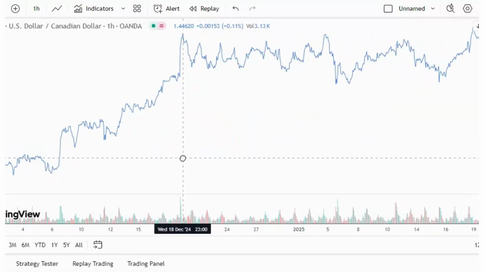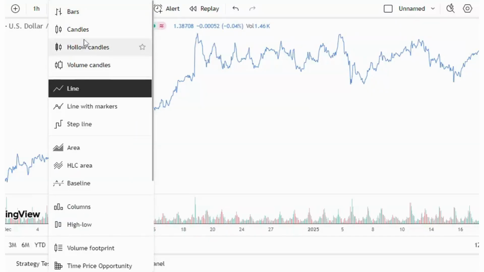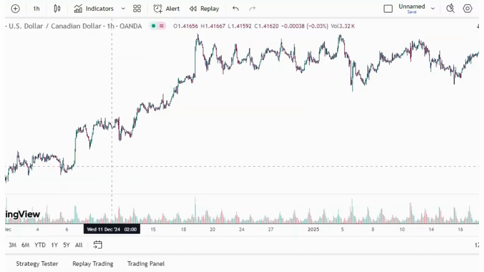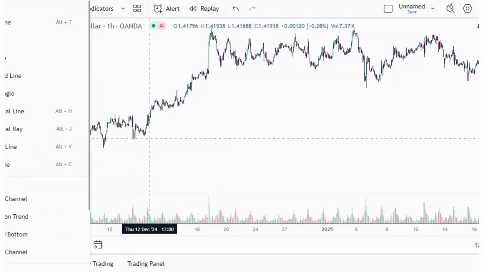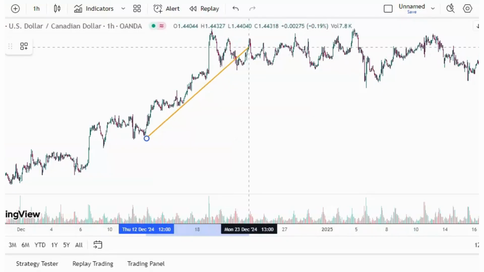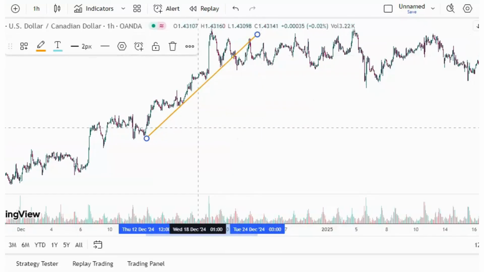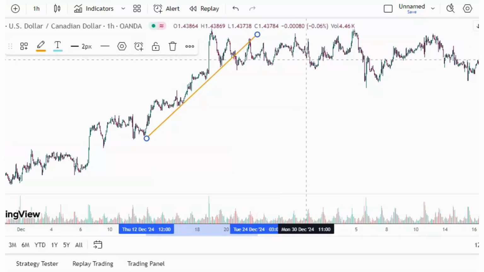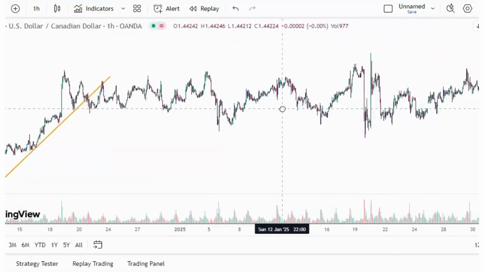All right, we have some kind of trend line. Let's go to the candles because it's not clear here. Let's draw. I want to draw a line here. Okay, this was a trend line. The price went very high. It broke it, but yet it didn't go lower. It kept moving sideways.